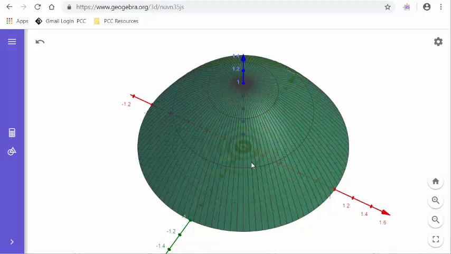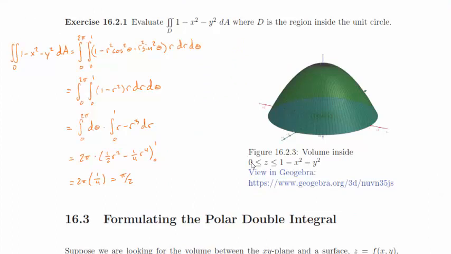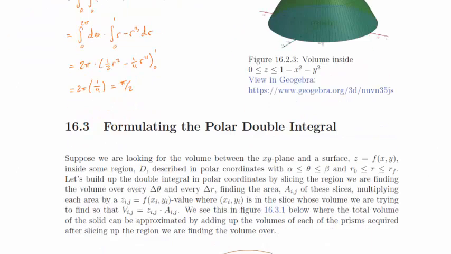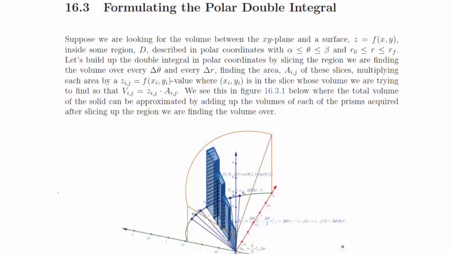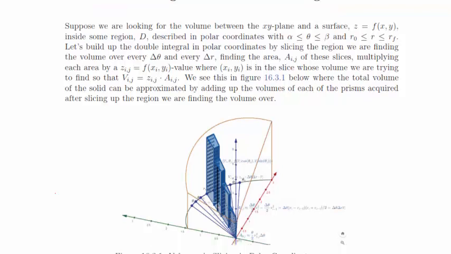Okay, now that we've gone through that, let's go ahead and take a look at setting up the formula, where the formula comes from, and we'll go through this in some detail. So suppose we are looking for the volume between the xy plane and a surface z equals f of x comma y in some region D described in polar coordinates with alpha less than or equal to theta less than or equal to beta, and r naught less than or equal to r less than or equal to r sub f.